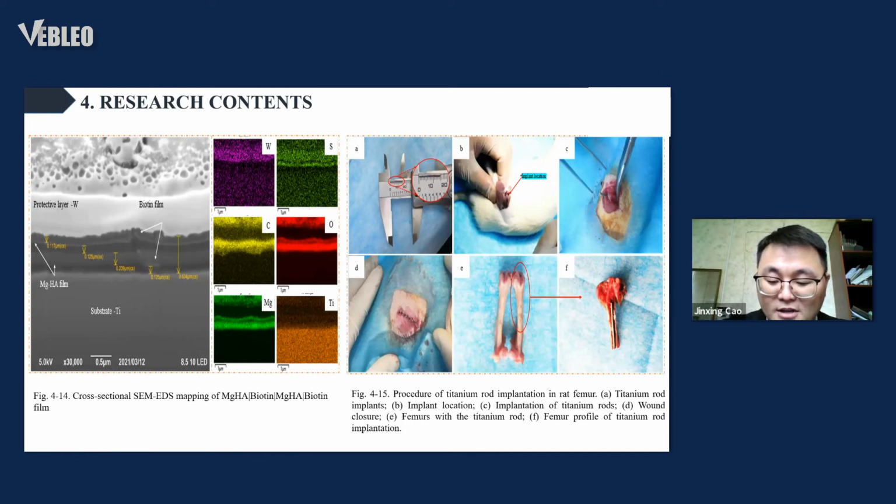Figure 4-15 shows the procedure of titanium rod implantation in the SD rat femur. Titanium rods with 50 millimeters in length and 1 millimeter in diameter were used as the implant. The bilateral hind legs of 6 SD rats were used to prepare the model. The left leg is the biotin film group. The right leg is the 4-layer composite film group.